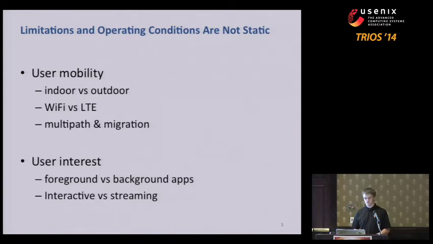User interest also plays a role here, where the user is switching between applications, what's in the foreground, what's in the background, and whether it's interactive or streaming should affect how the network resources are allocated.